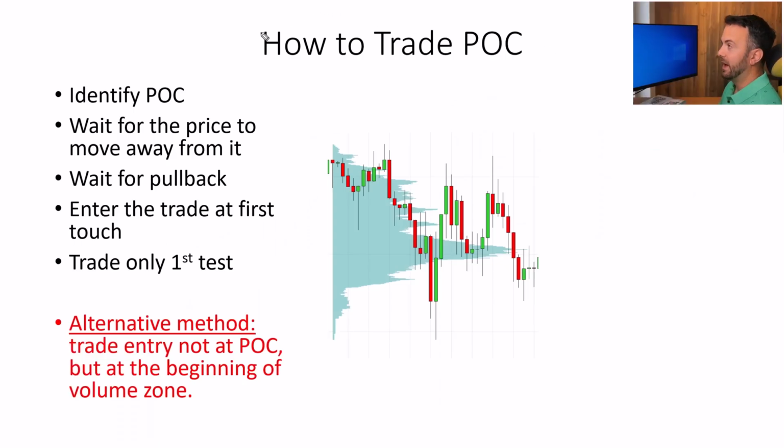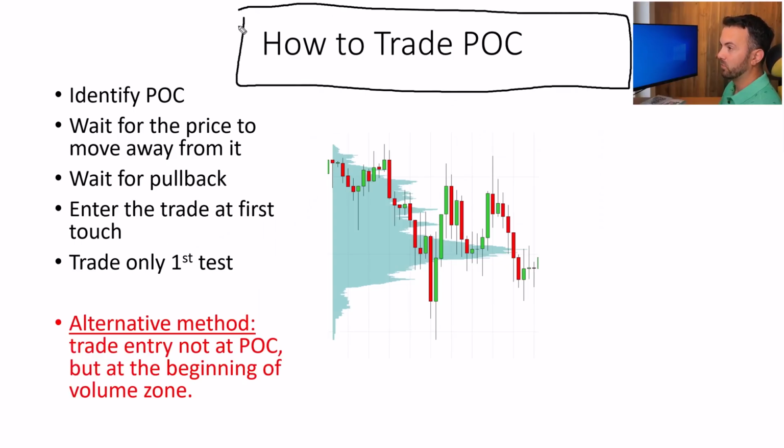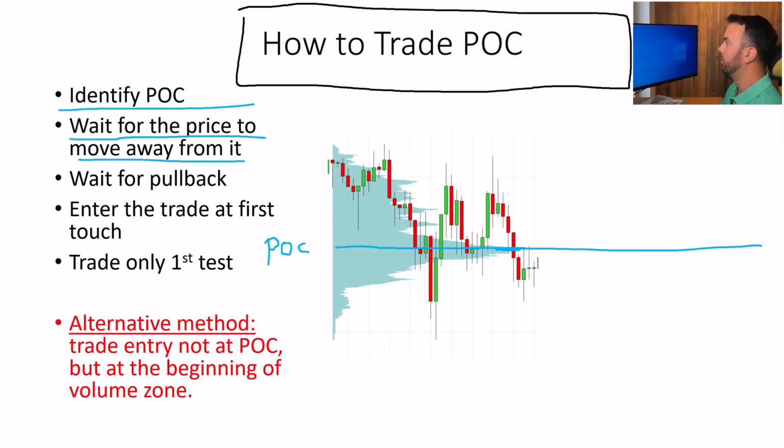Now here is a guide how exactly to trade the point of control. So the first step is identify the point of control. That's easy. That's where the volume profile is the widest, right? So it's this level. This is the point of control. Then you want to wait for the price to move away from the point of control. Let's say that it goes up, and then you wait for a pullback. This is the pullback, and then you enter the trade at first touch.